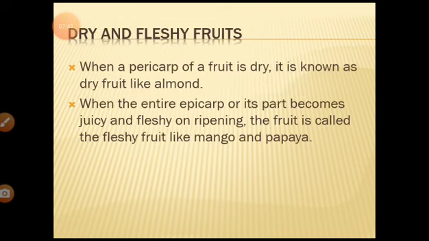Then there are two kinds of fruits. The first kind is dry fruits, and the second is fleshy fruits. What are dry fruits? When the pericarp of a fruit is dry, it is known as a dry fruit, like almond, cashew, walnut. And when the entire pericarp or parts of it become juicy, when the fruit is juicy or fleshy, it is called a fleshy fruit, like mango, papaya, banana. So there are two kinds of fruits, dry and fleshy.